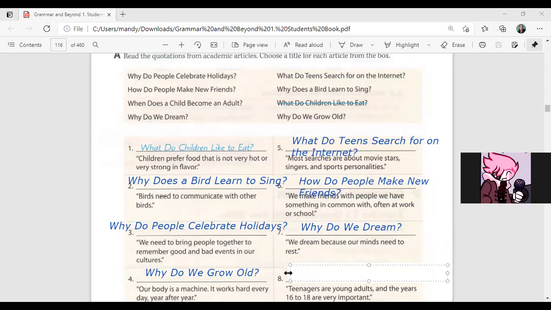Okay, yes, when does a child become an adult? Okay, when does a child become an adult? Okay, that's good. And these are the titles for the different quotations that we have here. In that form, we can write a title as a question. But the majority of the time we use what, why, or maybe how. And in some cases, when. These are the different WH words that we use in a title.